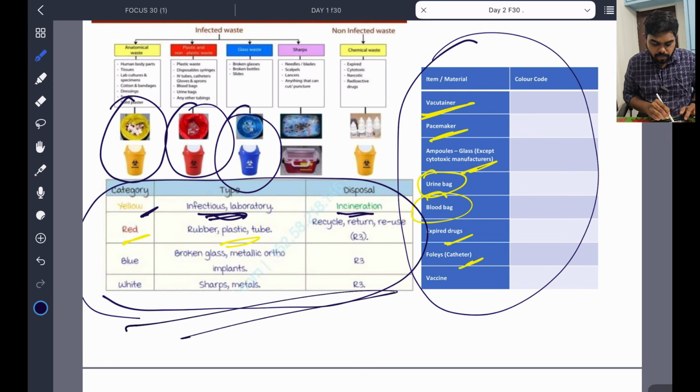And just see this also: yellow is incineration, infectious, laboratory; red is plastic, rubber tube, recycle, return and reuse; and blue is broken glass or some metallic ortho implant; and white is sharps, okay, clear. This is also very important.